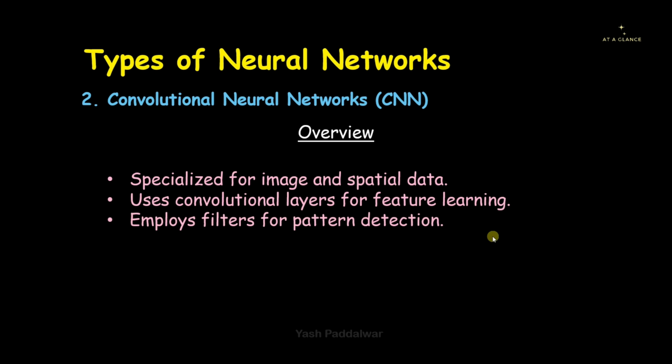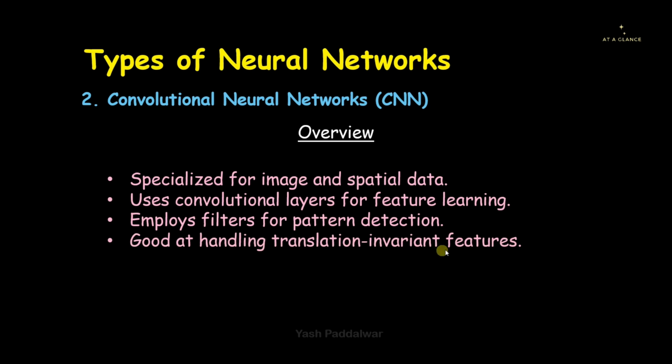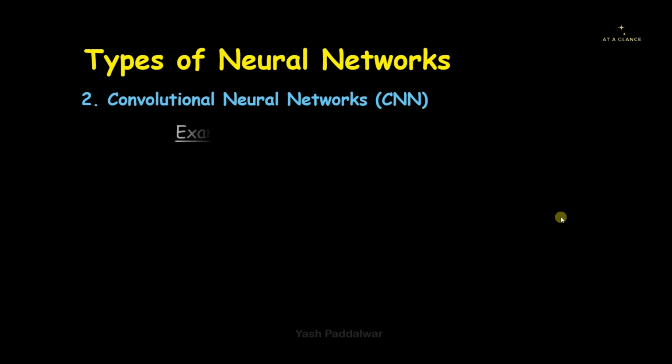Convolutional neural networks employ filters for pattern detection. It has this particular strategy of detecting intricate patterns with the help of filters. Now don't worry about all these terms, we are going to look into all of it in detail one by one in the upcoming videos. This type of neural network is good at handling translation invariant features. This means that the algorithm will be able to recognize the object even if you shift its position from any place to any other place in the entire image. This was the simple overview of CNN.